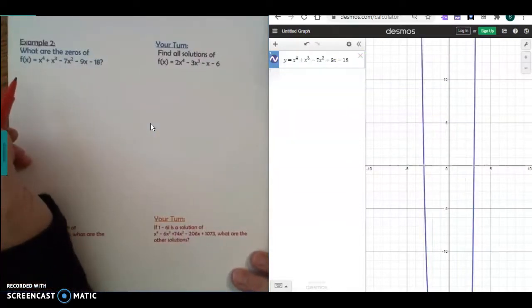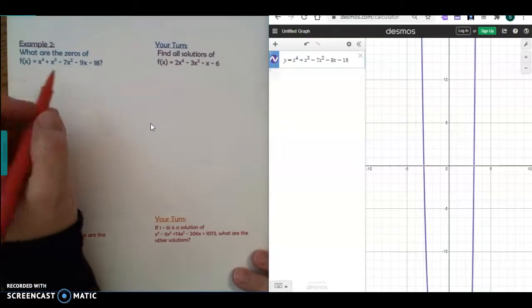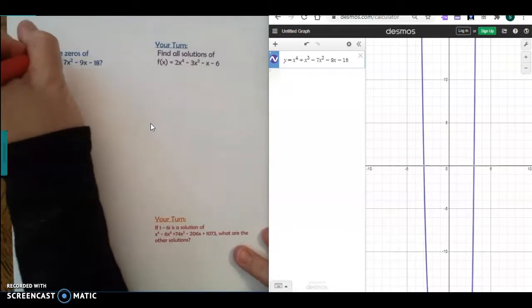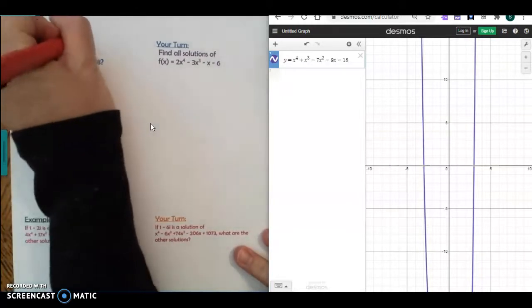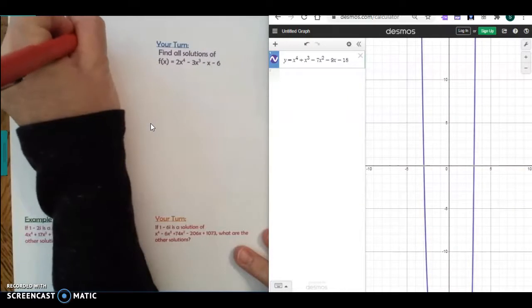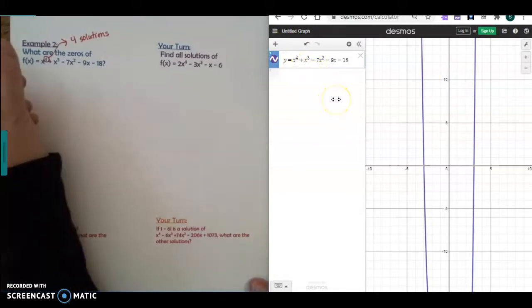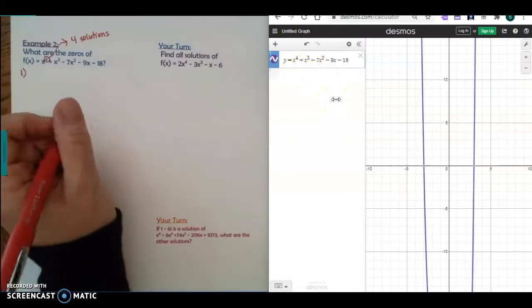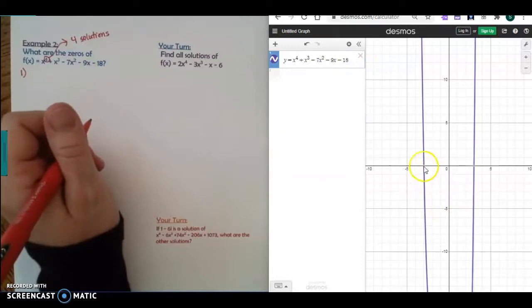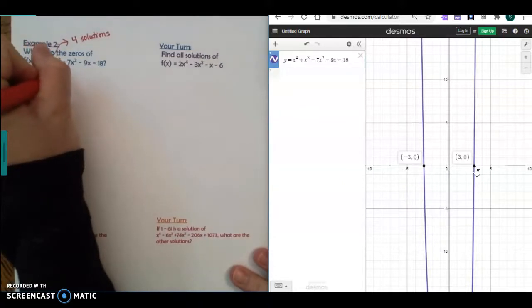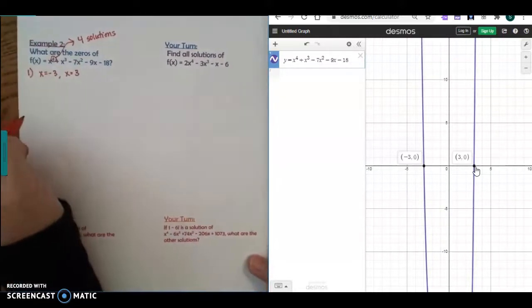Okay, so let's try another one. Example 2. It asks you to find the zeros for this quartic function. So if you look, there are 4 total solutions. 4 zeros. So I've already graphed this in Desmos for us, because remember the first step, we're going to find the real zeros. So if we click here, real zeros are where it crosses the x-axis. I can see that I have one at x equals negative 3 and x equals positive 3.